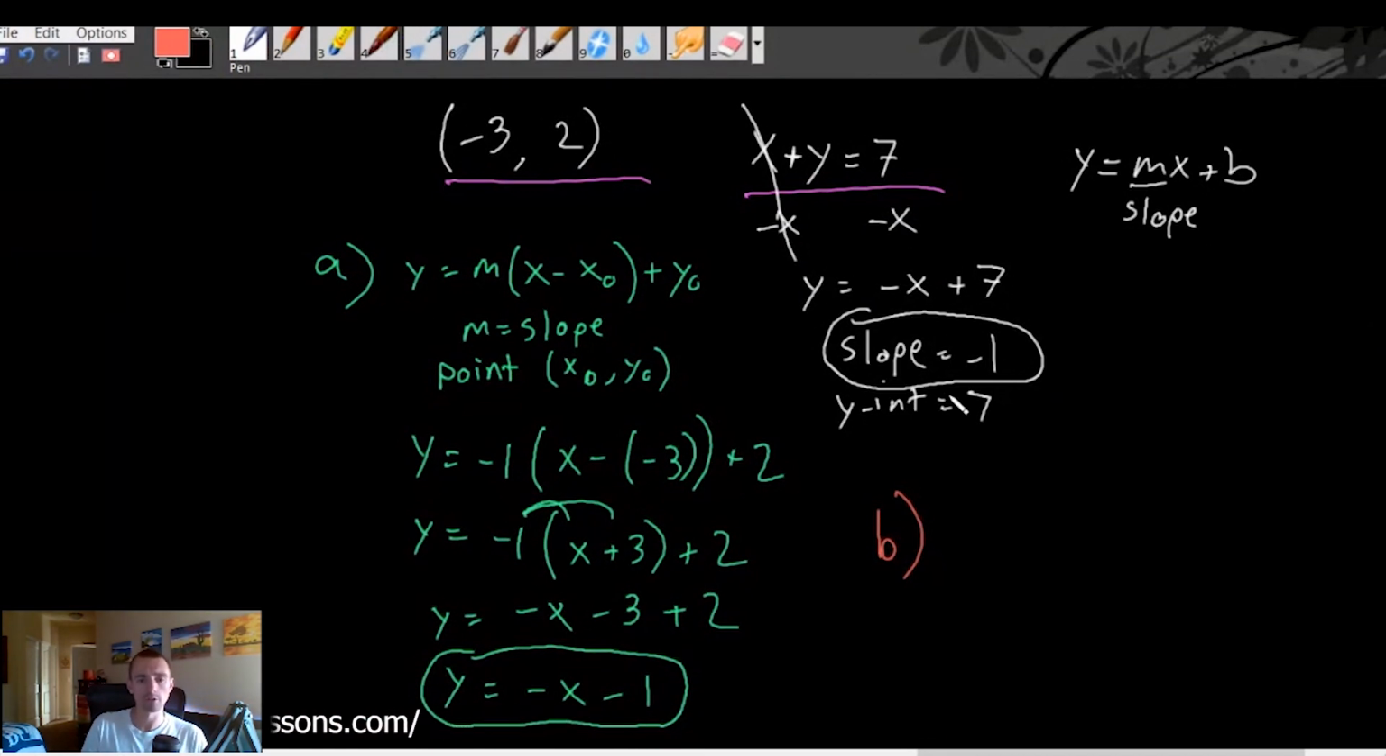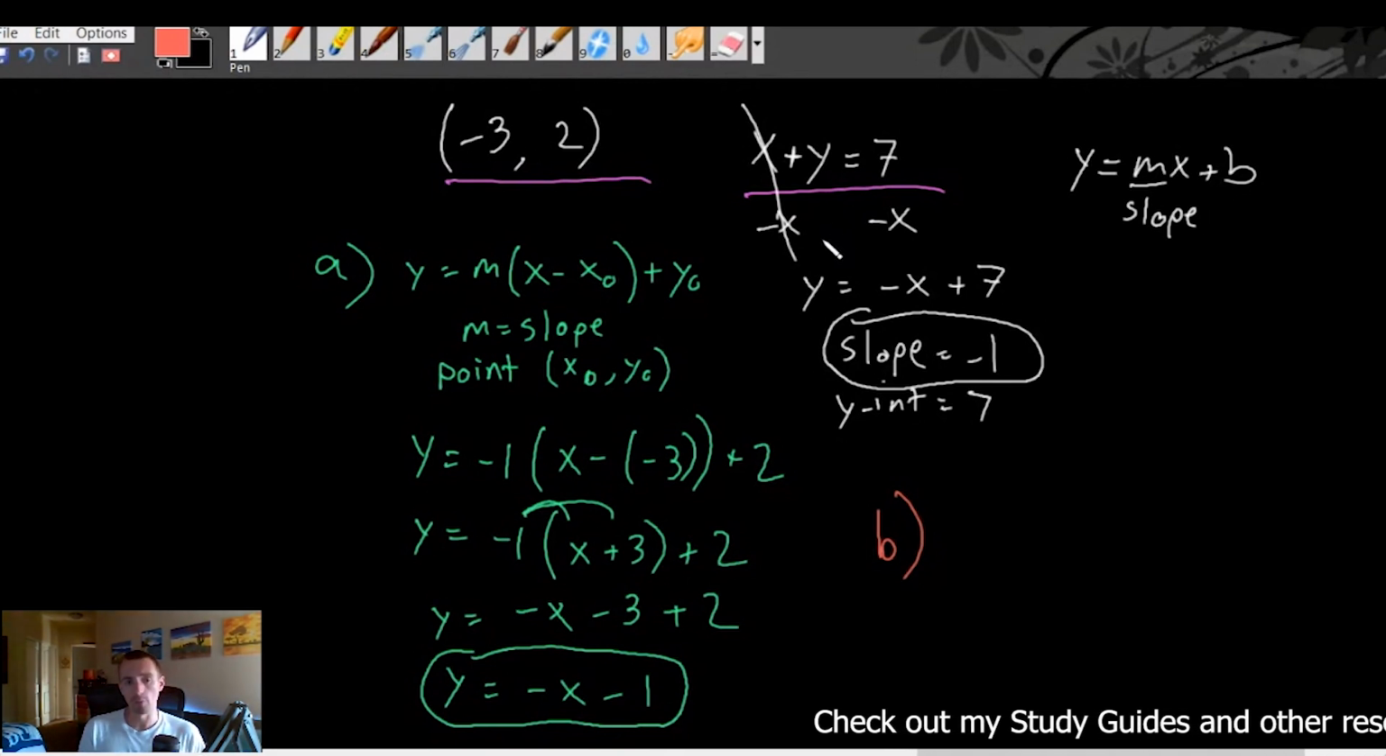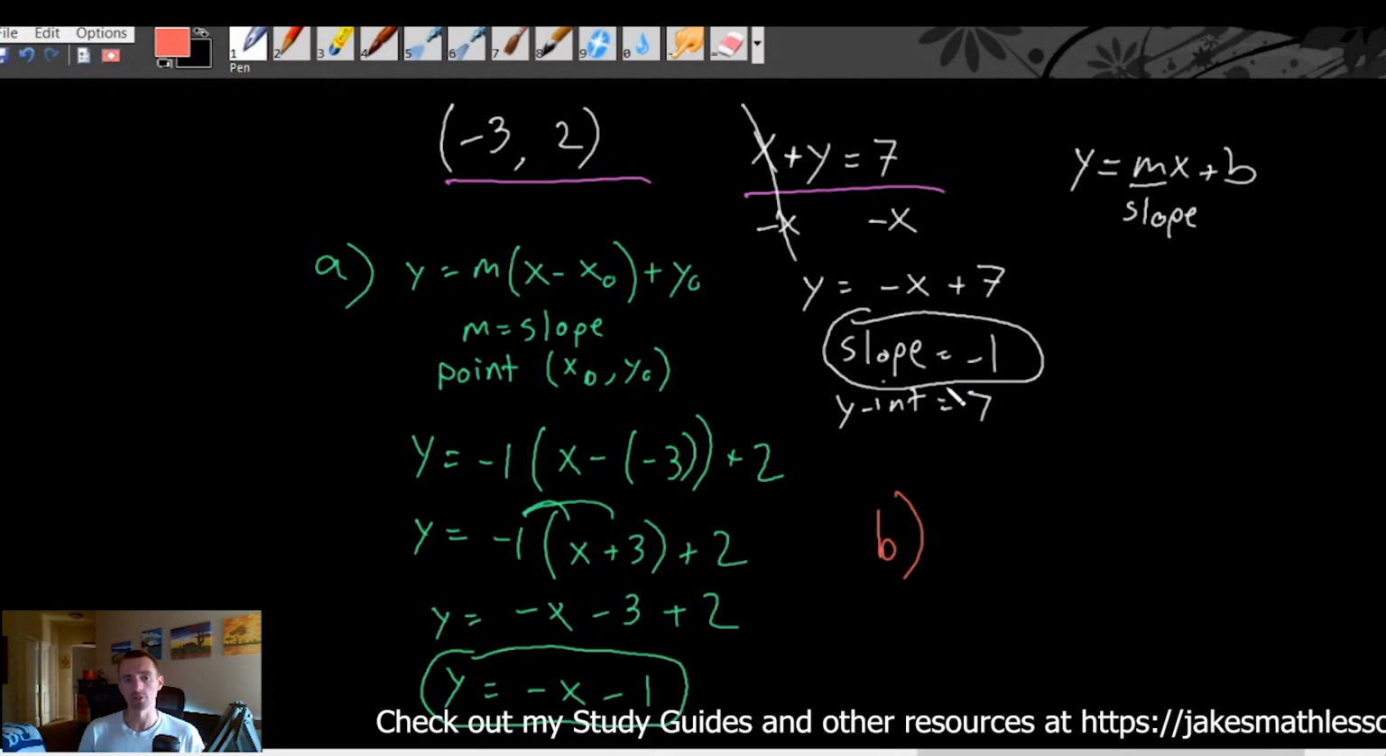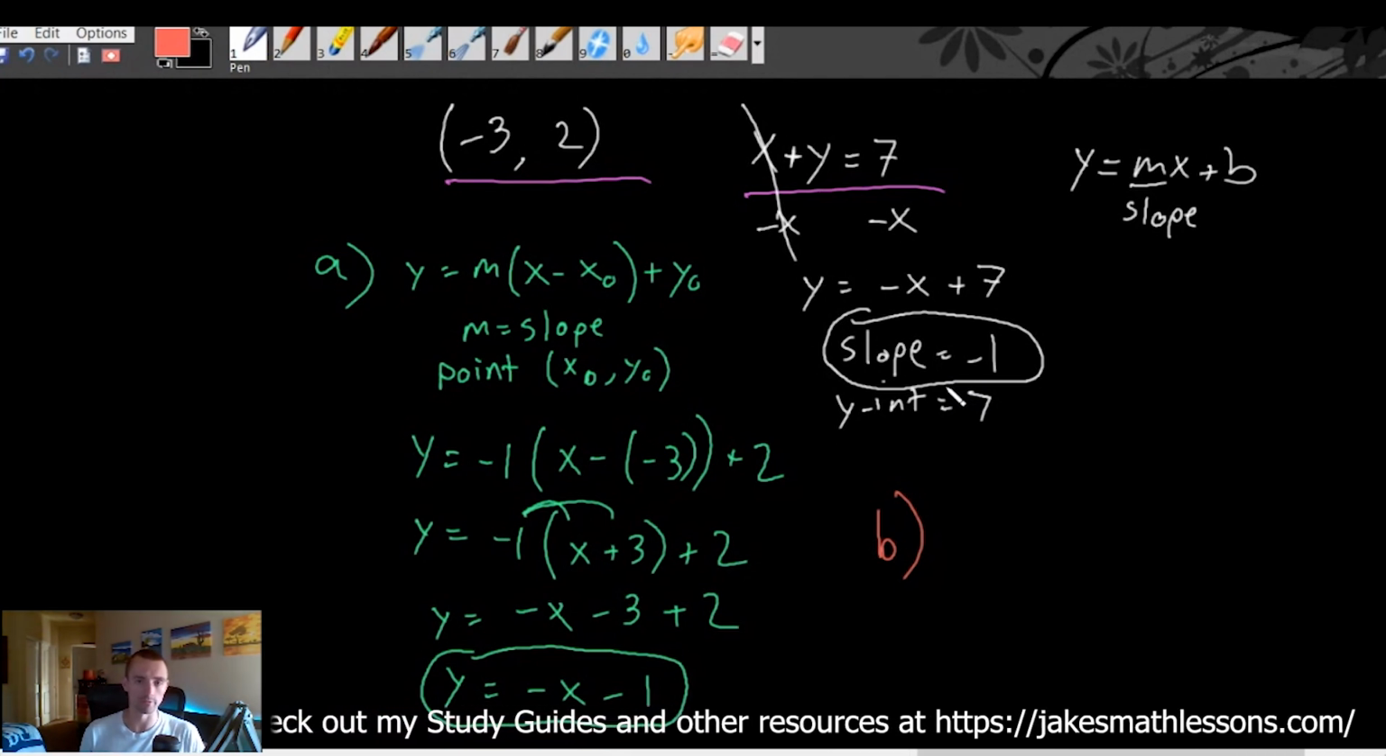However, the slope of the line that we're trying to create now is not going to be the same as the slope of this line, because if you make the slope the same, you're going to end up with a line that's parallel, not perpendicular. What do you need the slope of a perpendicular line to be? Well, it's not going to be the same, obviously. It's just going to be the negative reciprocal of it.